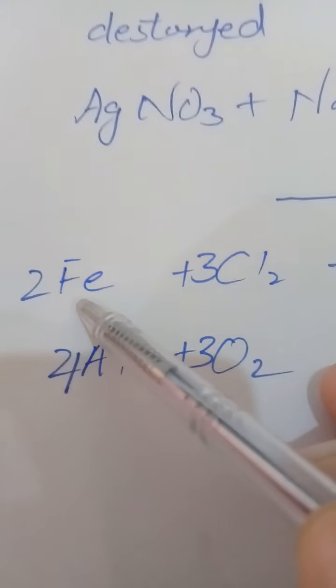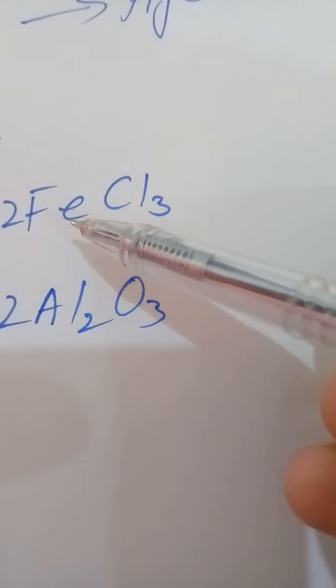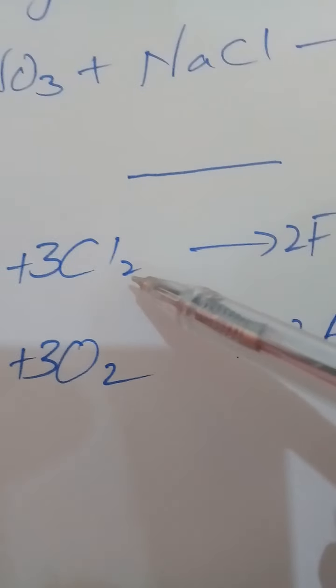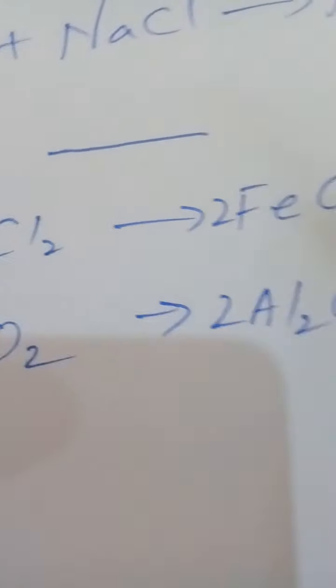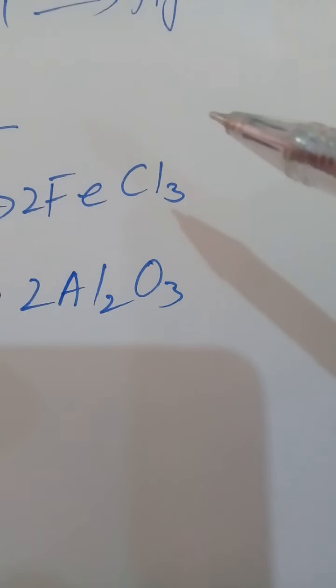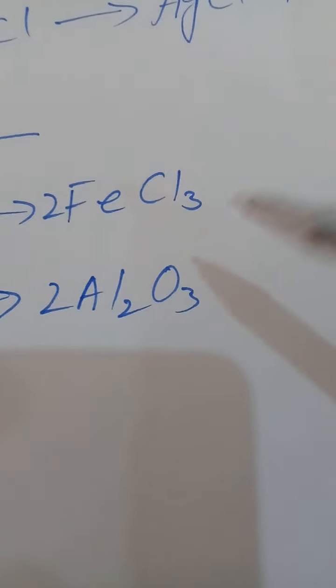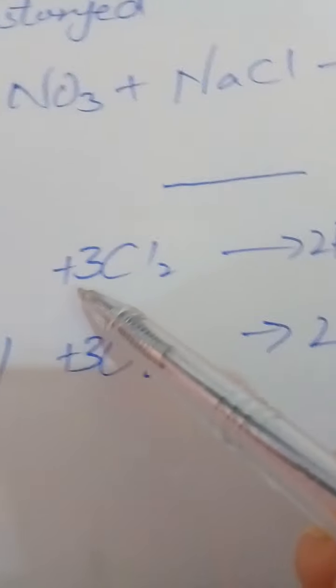There is one iron on the reactant side and one iron on the product side. It means iron is balanced. Now see the chlorine molecule. There are 2 chlorine atoms on the reactant side and 3 chlorine atoms on the product side. So to balance the chlorine, we will multiply with suitable coefficients.